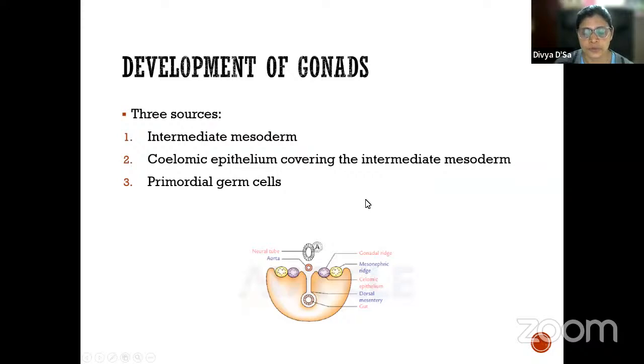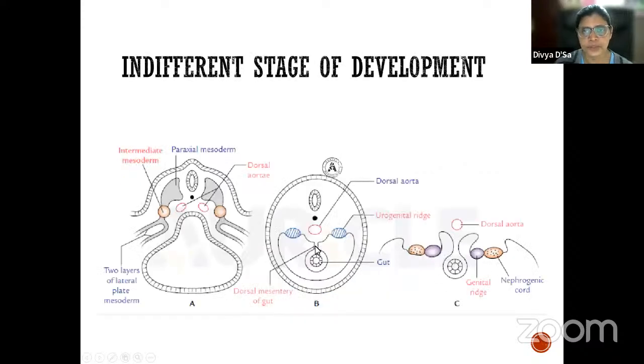Before we go into each, generally the gonads, whether male or female, are developed from three sources. That is the intermediate mesoderm, which we saw formed the gonadal ridge, the coelomic epithelium, which is the epithelium that covers this intermediate mesoderm, and the primordial germ cells. The primordial germ cells are derived from the dorsal wall of the yolk sac. This is the indifferent stage of development.